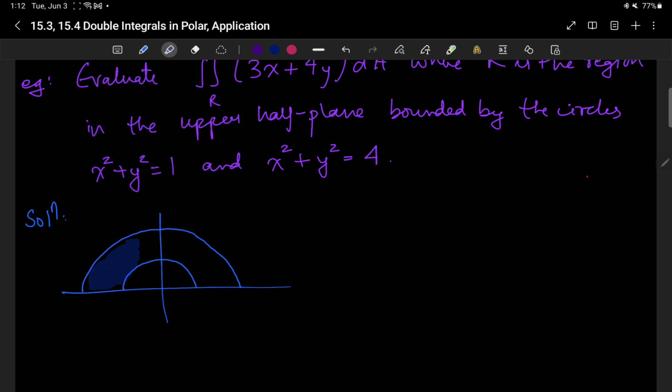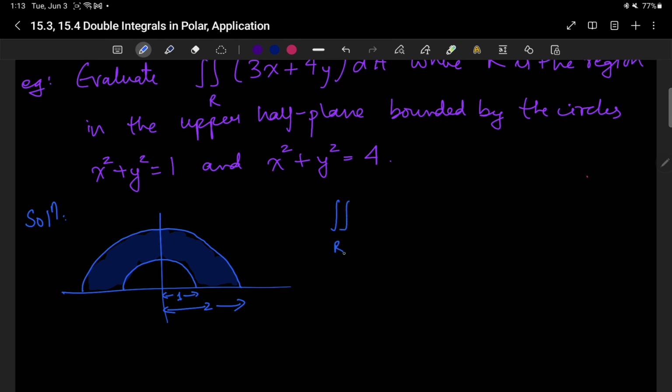That's the region between the upper half of the circles x squared plus y squared equals 1 and x squared plus y squared equals 4. So this radius or this distance is 1 and this distance is 2. All right, so what does it say?